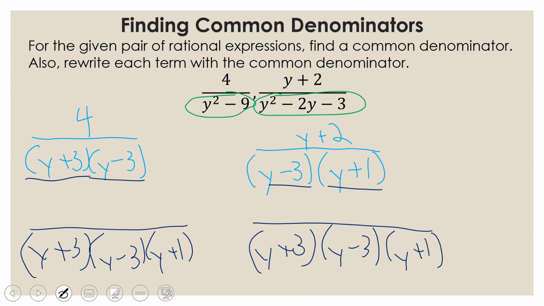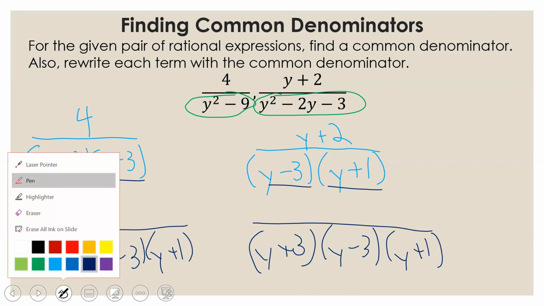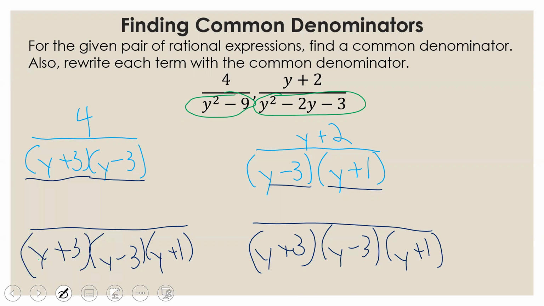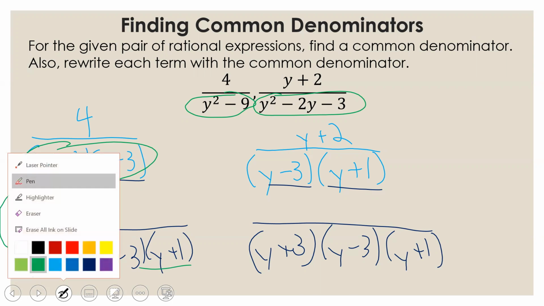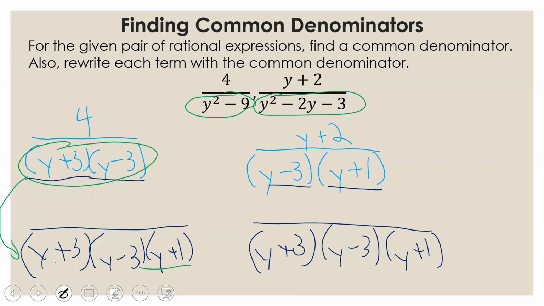And then the next question is, how does this change the numerators, right? And so we have to look at how has each denominator been changed. So go from y plus 3 times y minus 3 to our common denominator. Notice we've multiplied by y plus 1. So we need to multiply our numerator by y plus 1. So that would become 4 times y plus 1.